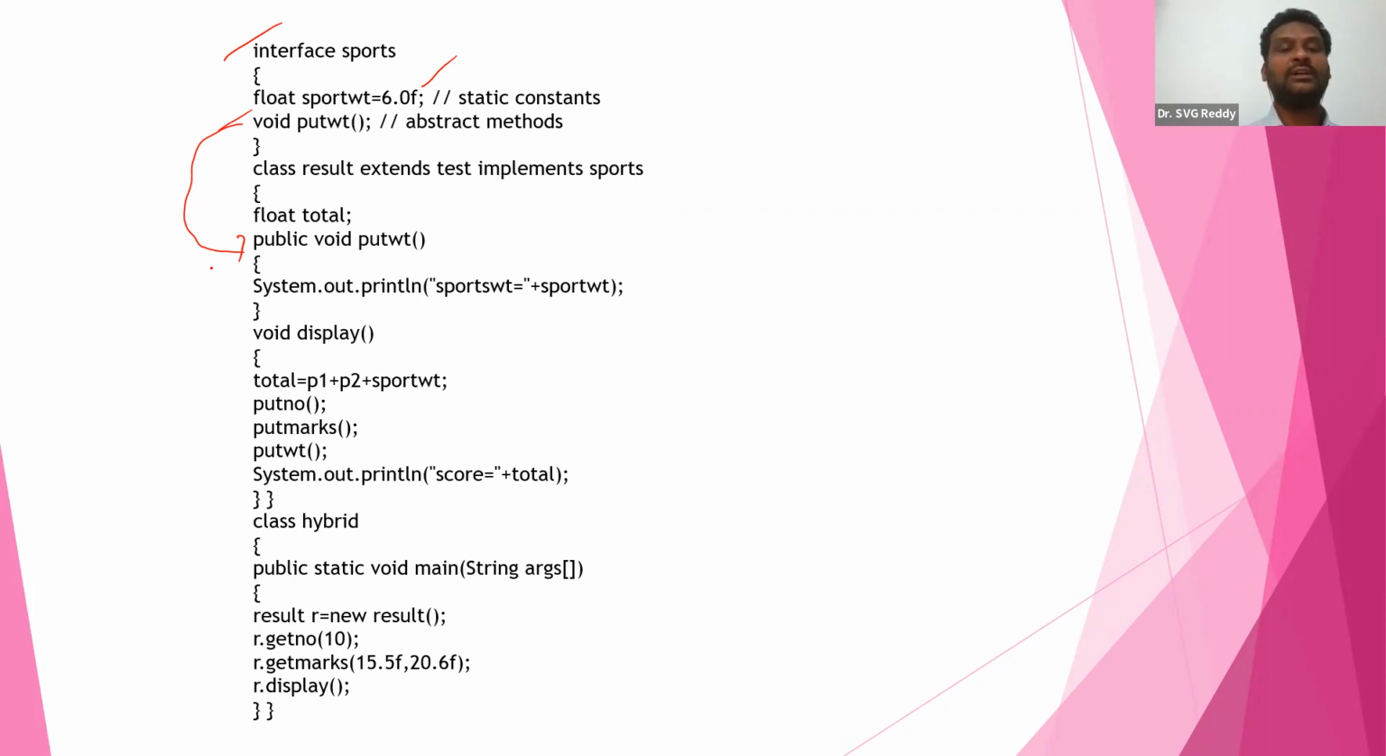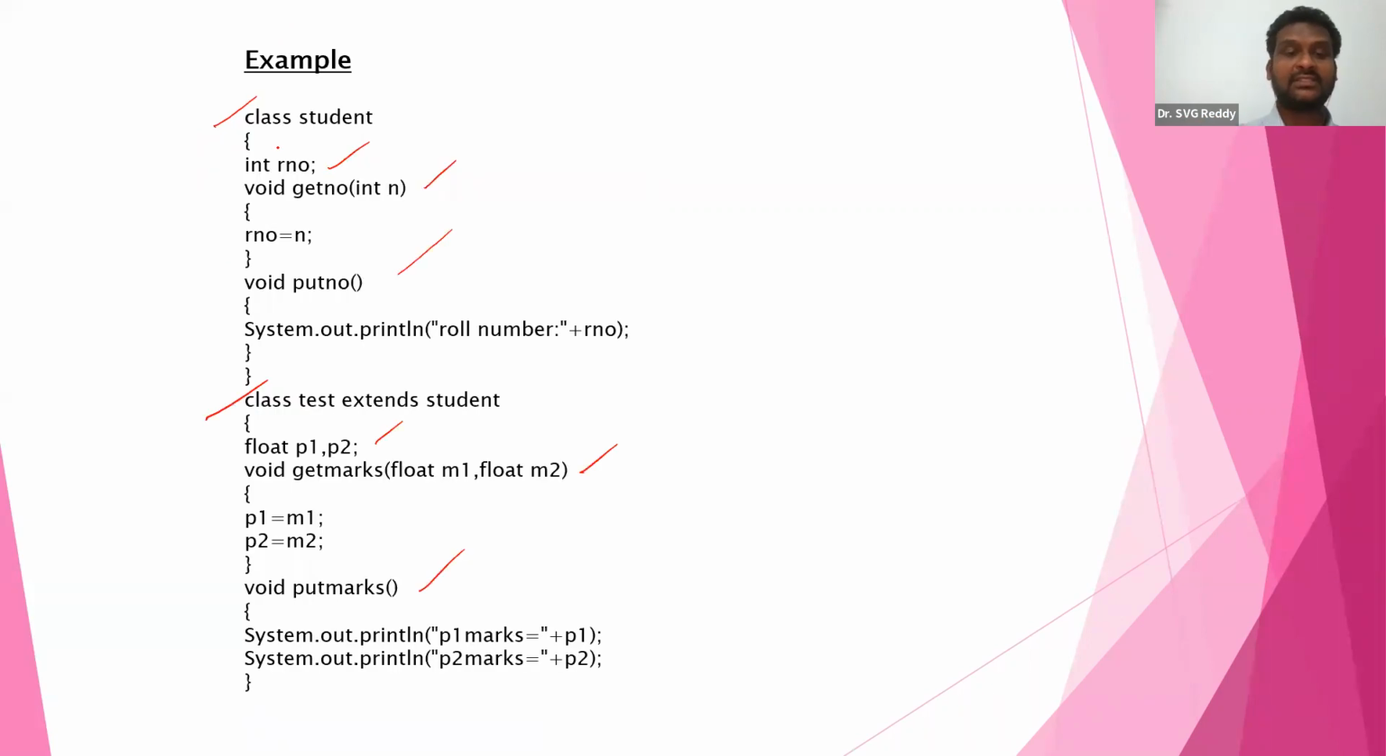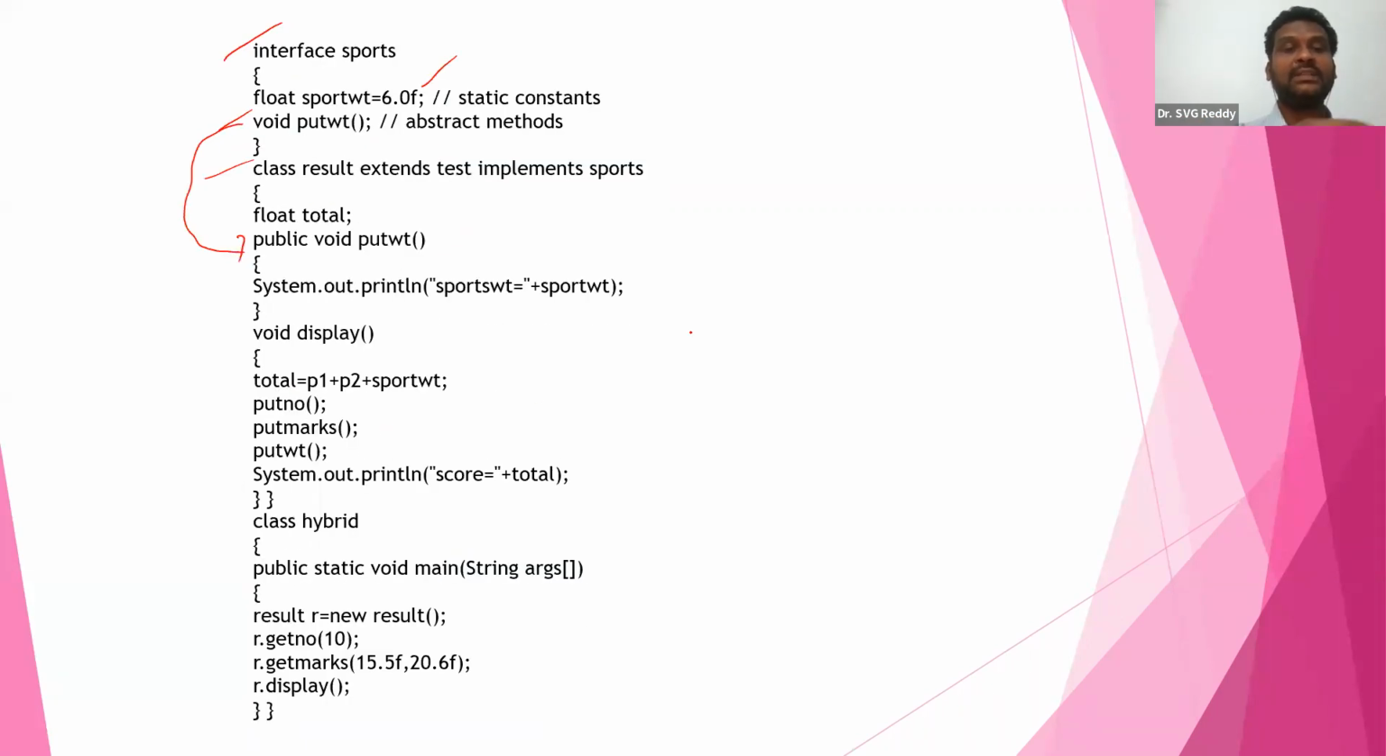Now see, there is one more class here, class Result, which extends from Test and then implements Sports. So this is allowed: multiple things using an interface concept. Both are classes, that's why it is extends, and with an interface it is implements. But multiple inheritance is possible now. Why? Because we've used the interface concept.